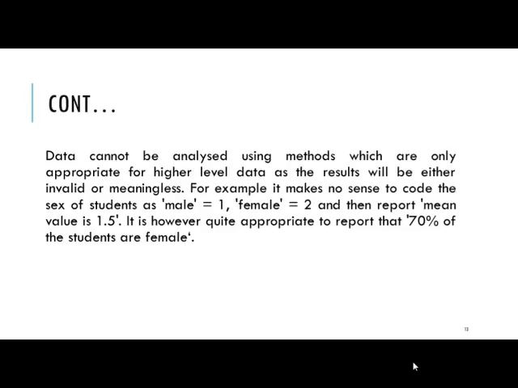If we use the counting techniques, it's better to say that female involvement in education is higher than that of male students. So in simple words, 70% of female students are attending school and only 30% of male students are attending school. Thank you.